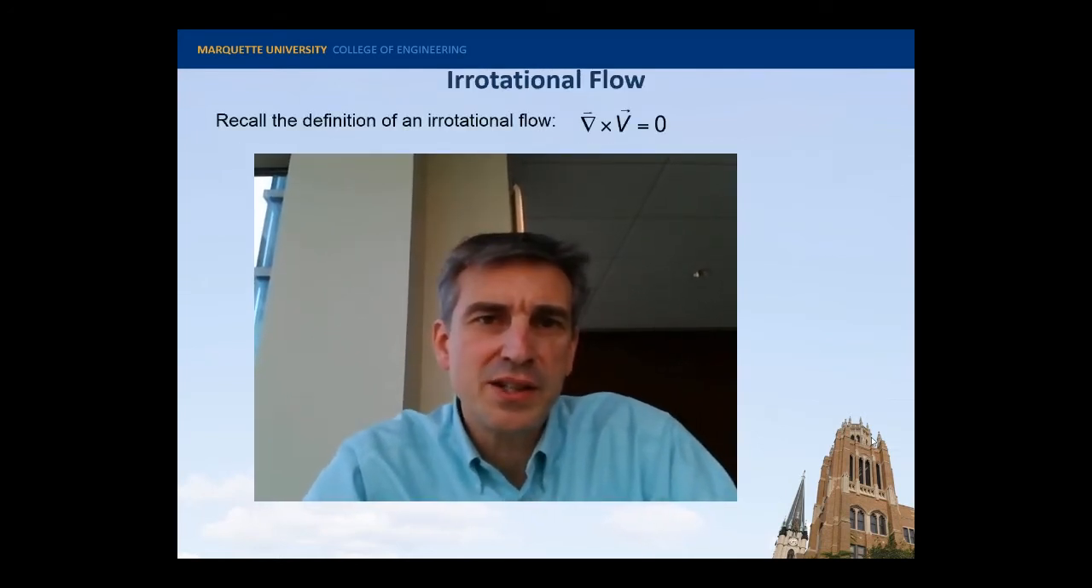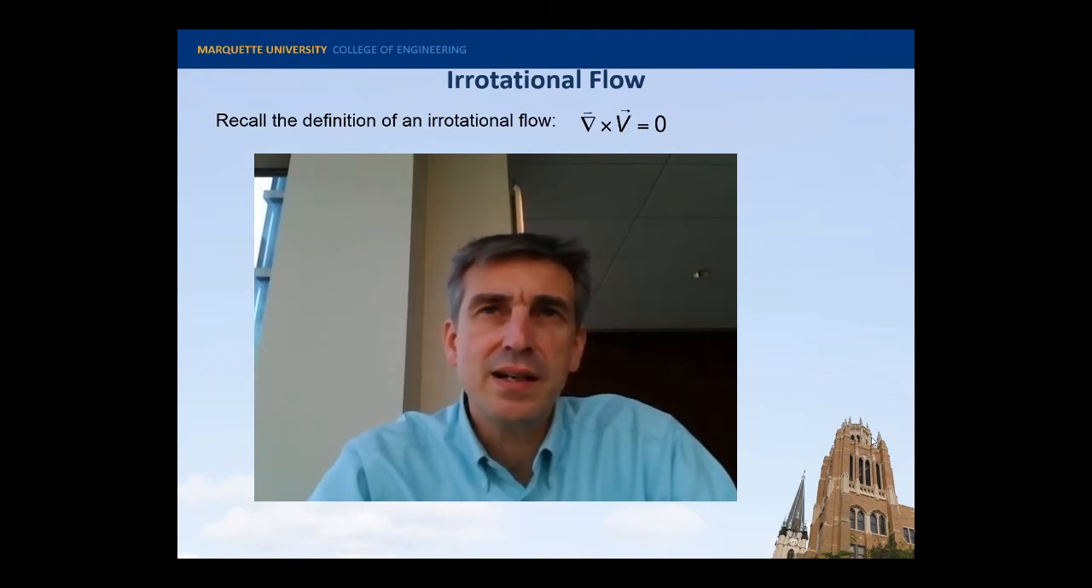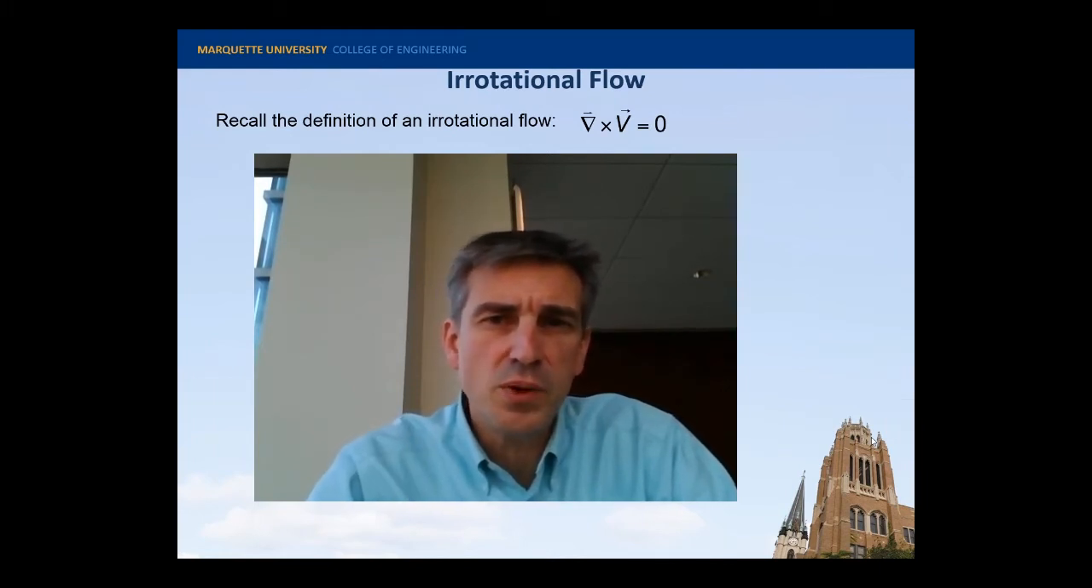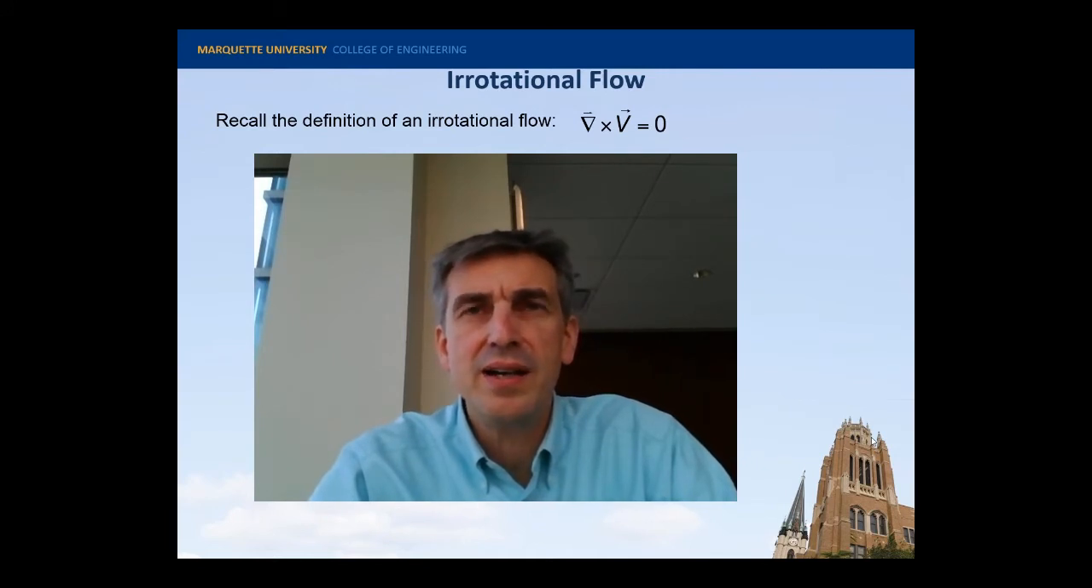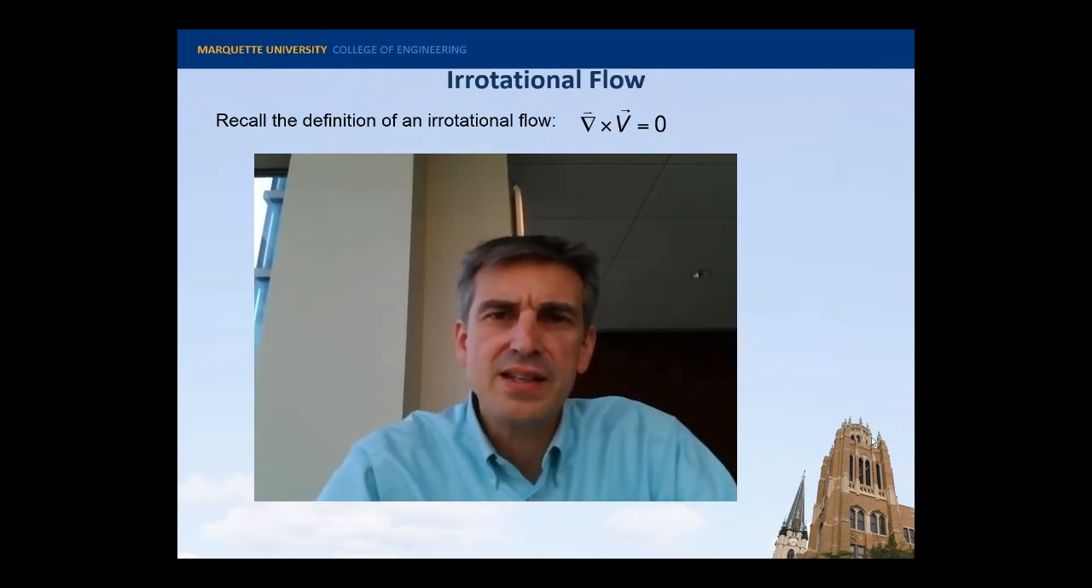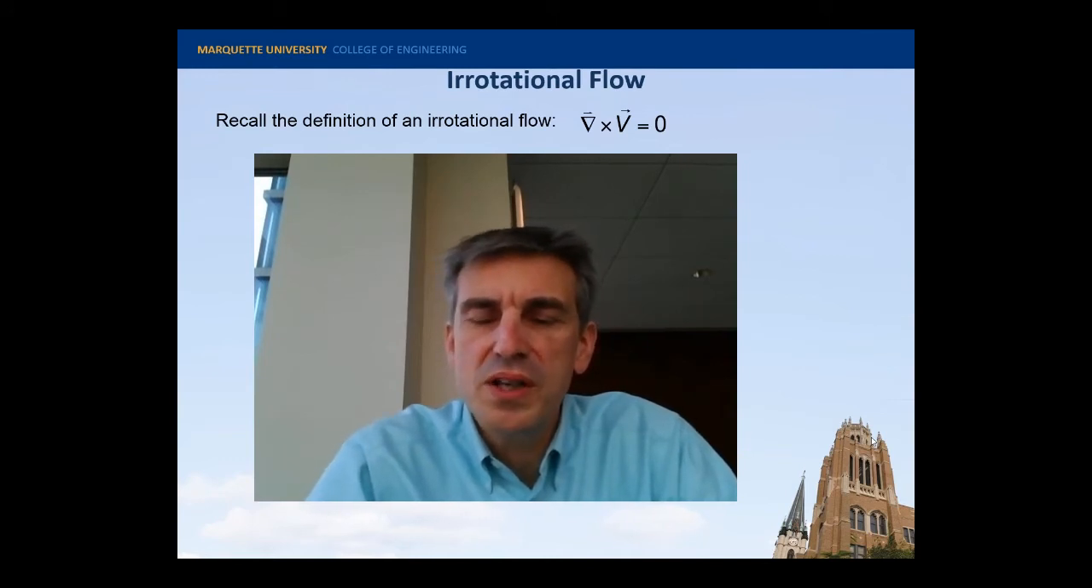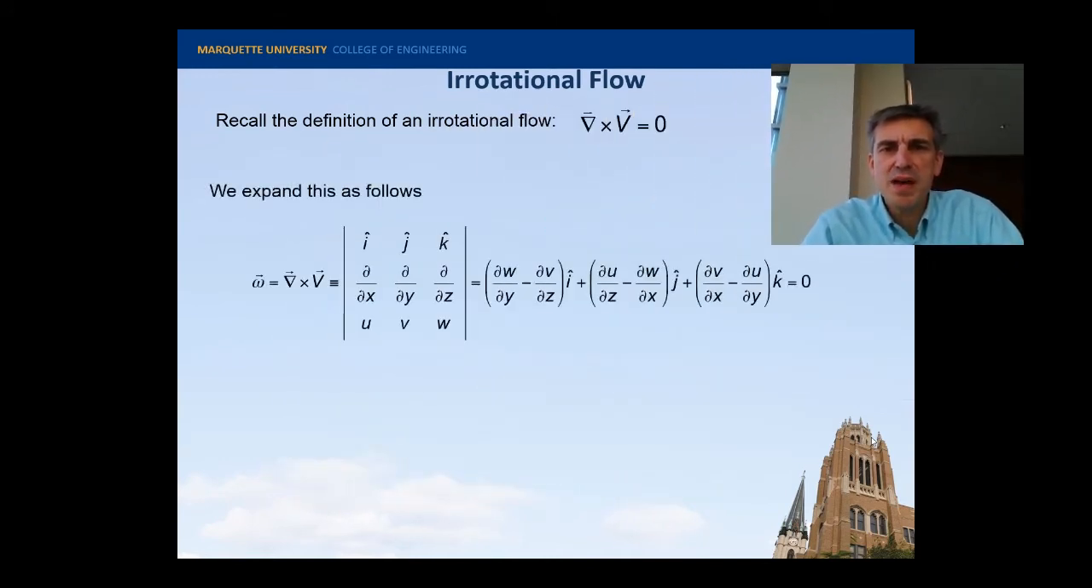So recall from the last lecture that we introduced rotation. It's basically rotation and vorticity are defined by del cross V. And to set them equal to 0 means the flow is irrotational. We can expand this out to show the full vector with the scalar components i, j, and k, which are the vorticity in the i, j, k directions.